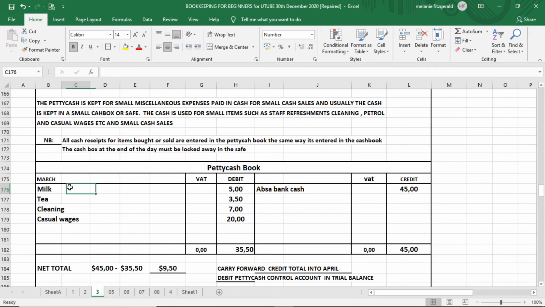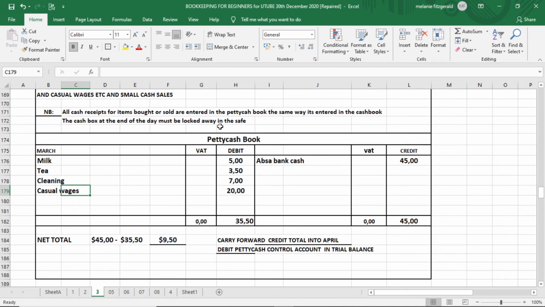So that's the money we withdrew from the bank. All right, so on the debit side, all the expenses, all the money we used for petty cash, like we bought milk, we paid for tea, cleaning, casual wages, we added up all, excluding VAT. None of these items have VAT on them on the petty cash. So we added up this is the money we withdrew from the bank for petty cash, and we put in a safe. We added it up, it came to $45. Then we added up all the miscellaneous, all the little items we spent that petty cash on, and it came to $35.50.